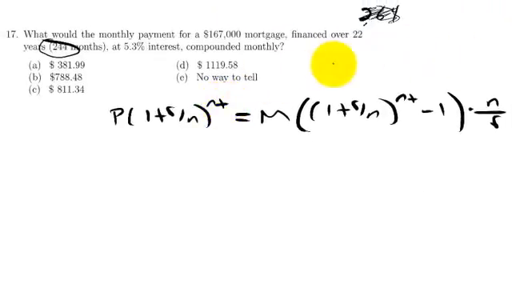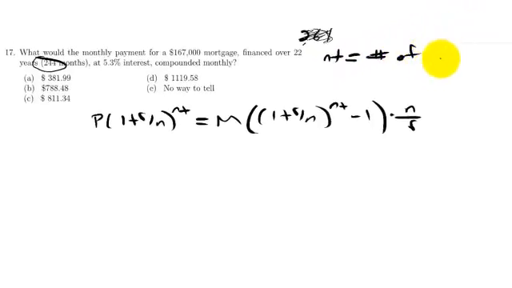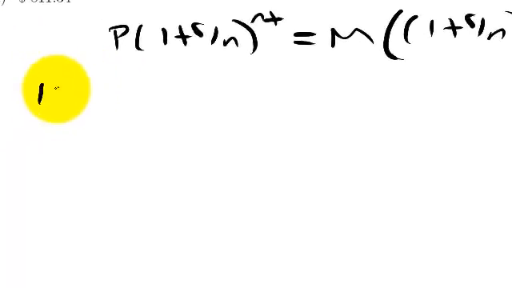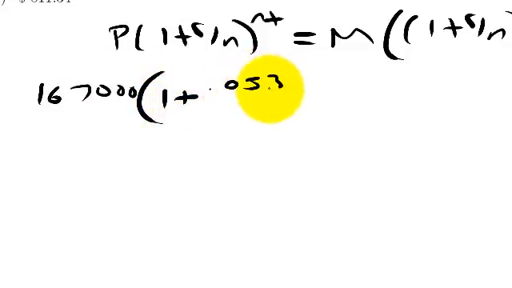So instead, what I want to talk about real quick is that NT, and I actually did talk about this in class, NT stands for the number of months. So instead of using 12 times the number of years, NT is going to be 244. So in our case, NT is 244. Alright then, let's get started. Alright, so 167, 1 plus 0.053. So here, instead of NT, just do 244.